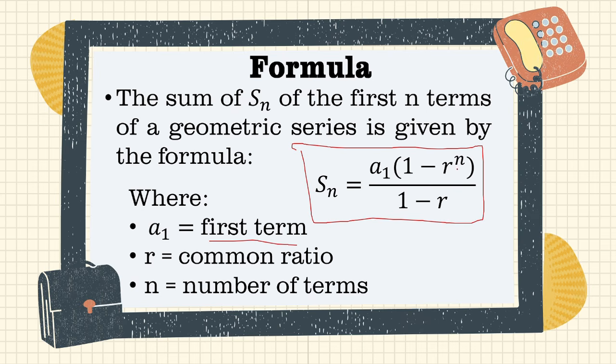Next, what is our r? That is the common ratio. And our n is the number of terms, meaning which term it is. So, in short, we'll be using S of n is equal to a of 1 times 1 minus r raised to n, over 1 minus r.